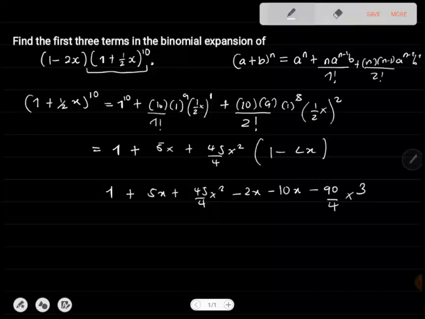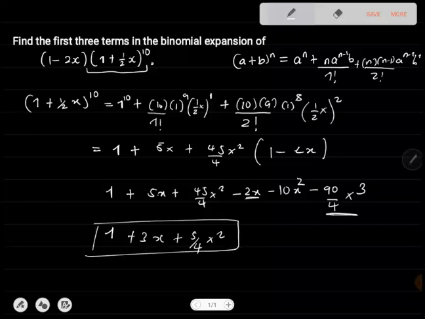We only want the first 3 terms. So the first one is this one. Then 5x minus 2x, here we get 3x. Then we have the x squared terms: 45 over 4 x squared minus 10 x squared, what are we getting? You are getting 5 over 4 x squared. We are not going to go this far because we're only looking for the first three terms, and this is the answer.